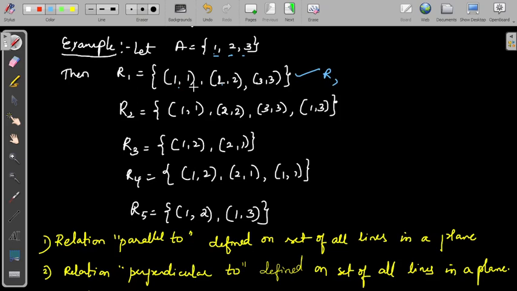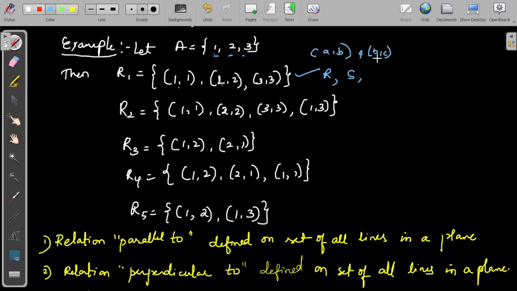Usually when A and B are distinct, then only you have to check for B comma A. Here they are all unique. Here they are all same. Therefore, 1 comma 1, its reverse ordered pair will be only 1 comma 1 that would be there in R1. So this becomes symmetric.